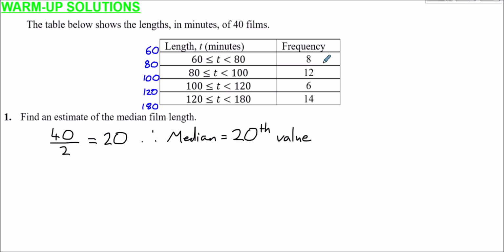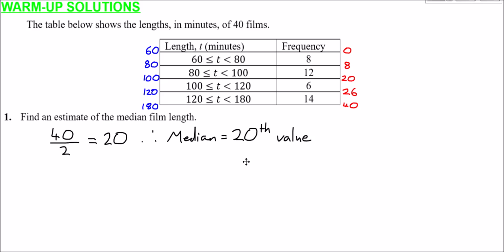We now do similar for the cumulative frequency. So always start the cumulative frequency from 0. I'll get that in a different colour actually. Let's go for a nice red. 0 plus 8, obviously 8. 8 plus 12 is 20. 20 plus 6 is 26. And lastly, 26 plus 14 takes us up to the total of 40.